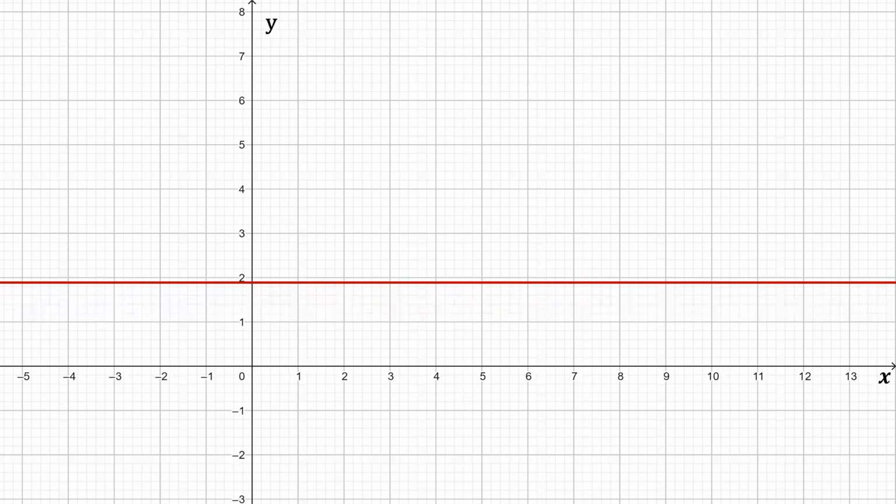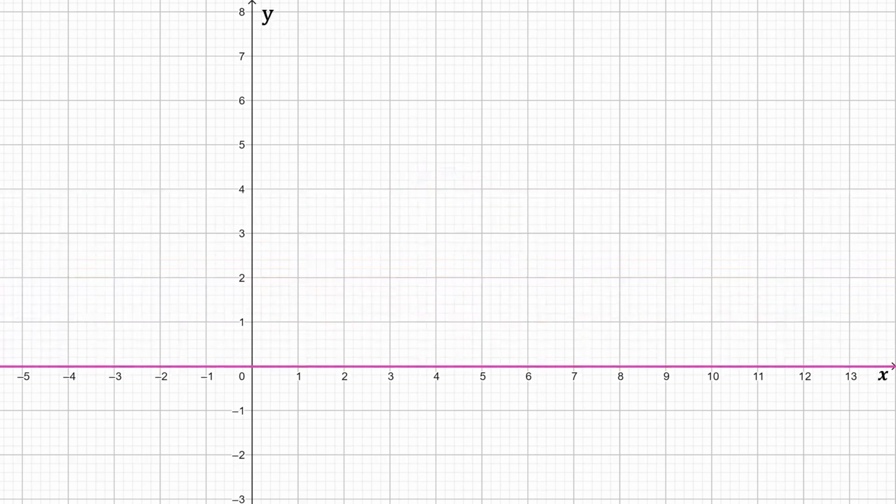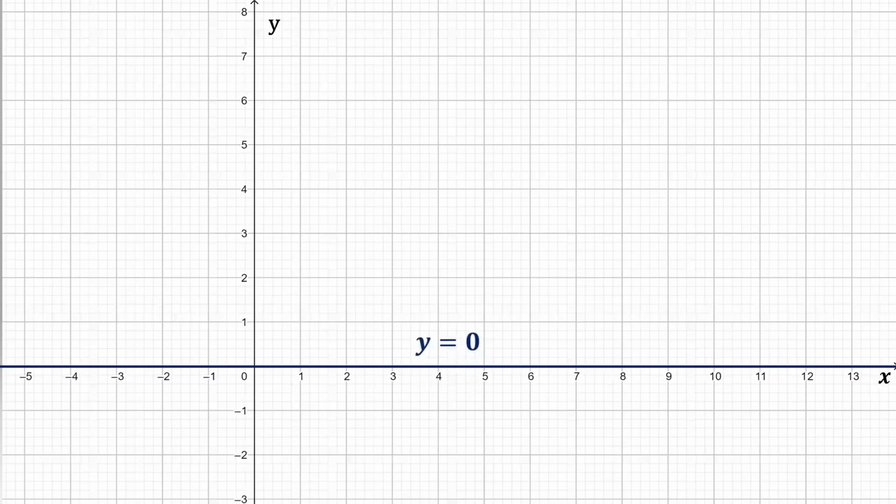Now, let us place the horizontal line at y is equal to 4. Because the horizontal line is crossing the y-axis at 4, the equation of the line is y is equal to 4. We now place the line at y is equal to 0. That is, the horizontal line is crossing the y-axis at 0. Therefore, the equation of the line is y is equal to 0. But observe, dear students, that this line is also the x-axis. Therefore, the x-axis has equation y is equal to 0.